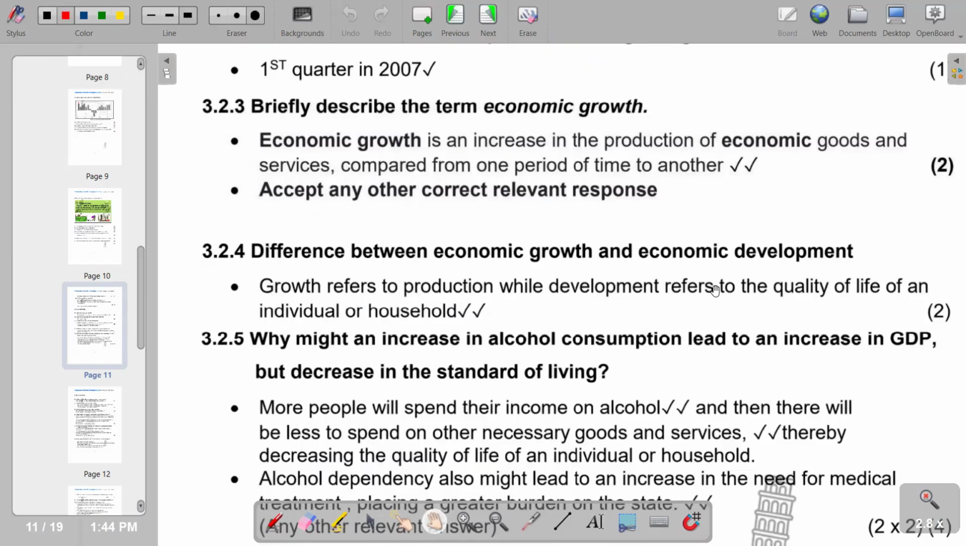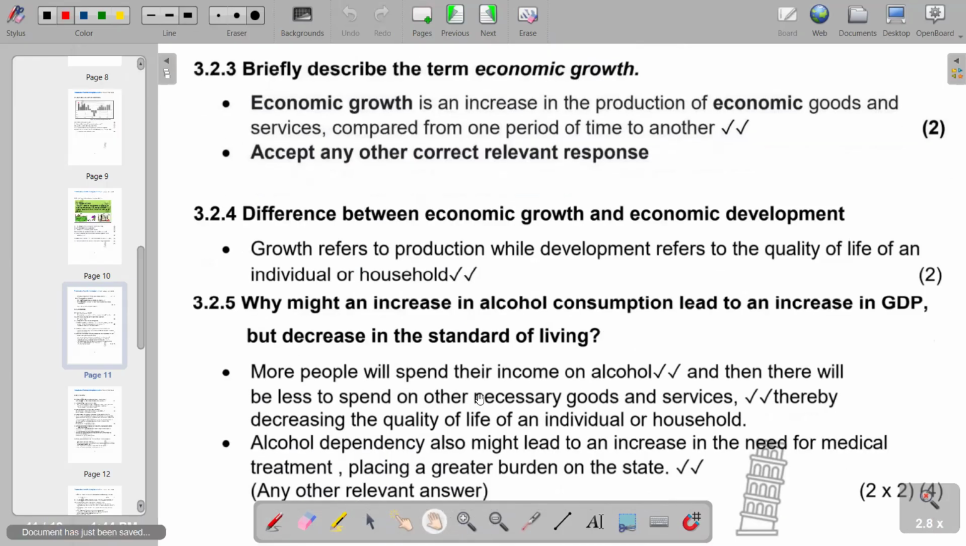Then 3.2.5. Why might an increase in alcohol consumption lead to an increase in GDP, but a decrease in the standard of living? Remember, GDP will only measure the monetary value of the goods and services that are being produced in the nation. But when we are looking at the standard of living, we are looking at the quality of life, which becomes a different issue. More people will spend their income on alcohol, and then there will be less to spend on other necessary goods and services. So in that case, it will have a negative impact on the standard of living.